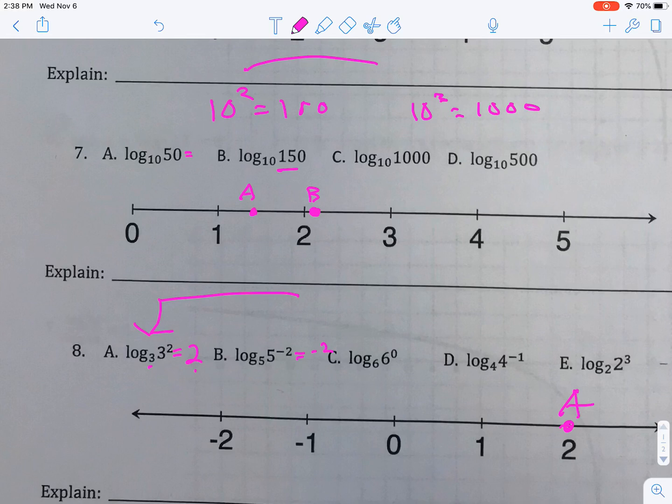Log base 10 of 1,000 is written right here. This is 10 to the third power is 1,000. And then this last one is 500, which also falls right in between these two, and pretty close to in between, actually. So I'm going to say that 500 is a little closer to 100 than it is to 1,000. So we'll say right there for D.